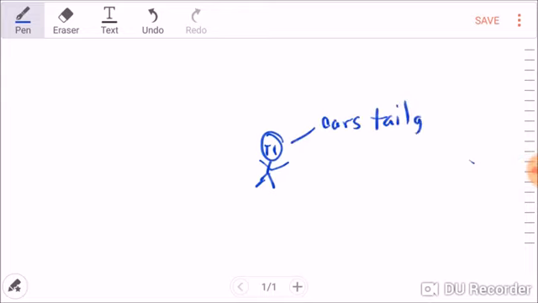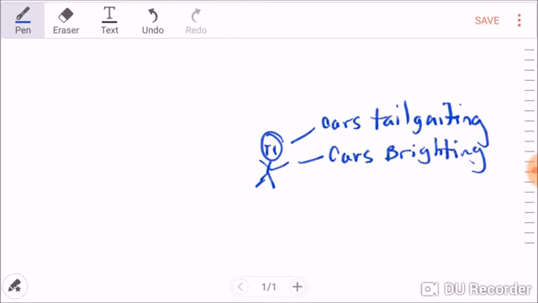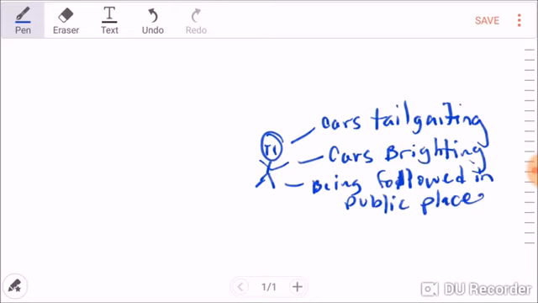And they do this by having cars tailgate you. And a whole bunch of cars tailgate you, and they tailgate you throughout the day. And they also have cars brighting you, which means they turn on their high beams and they're behind you at all times. They also follow you in public places and restaurants, gas stations, etc., etc. And they basically don't leave you alone.